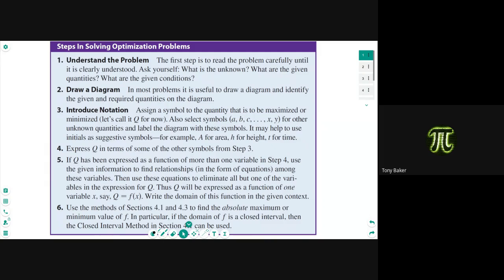Anything else? I will have the review test for you. I'll post it tomorrow. It's not going to be in ALEKS. It'll be on my website. This test is not going to be based on ALEKS.